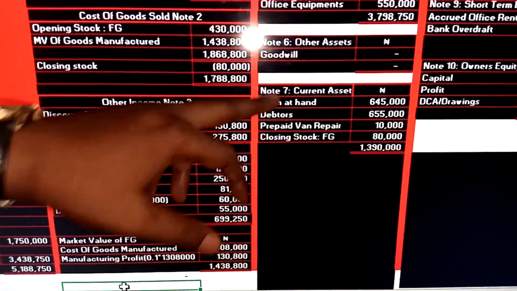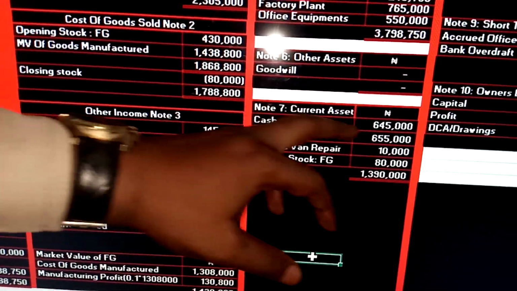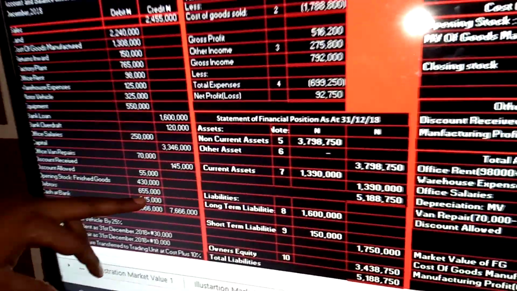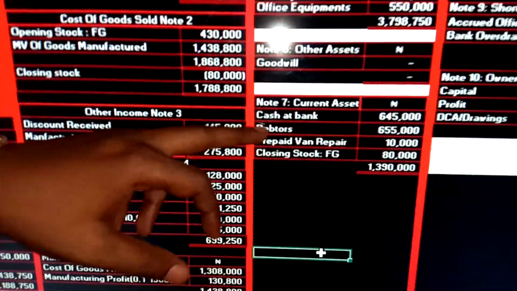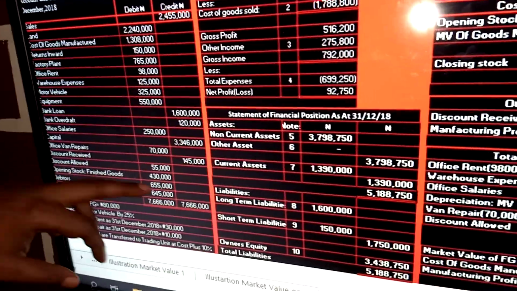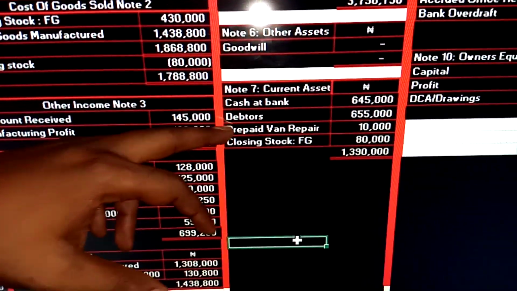The next one is current assets. What are the current assets? Note 7. We have cash at bank, 645,000. It's in the question. So we have cash at bank, 645,000 here. Debtors, 655,000. It's in the question. Debtors there is 655,000. So we have prepaid van repairs.